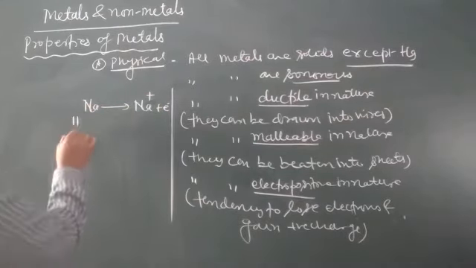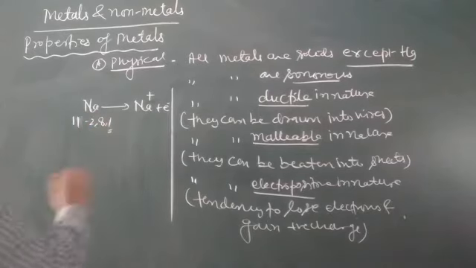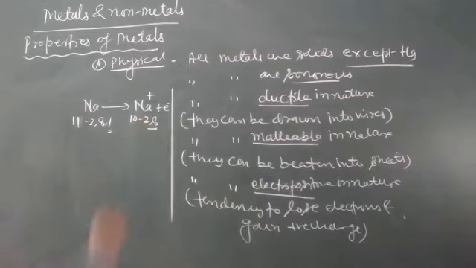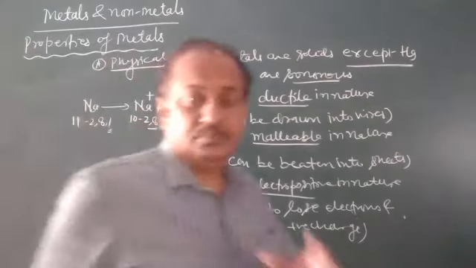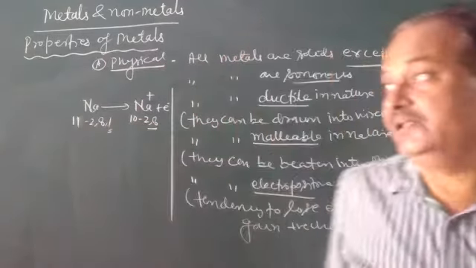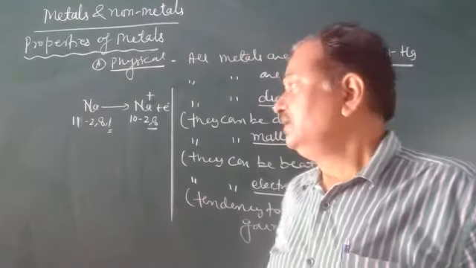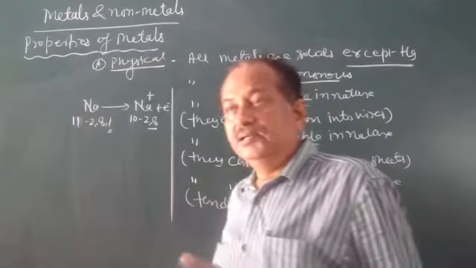Why is it so? Because the atomic number is 11, with configuration 2, 8 and 1. So 1 is the valency. Here the atomic number changes to 10, and the number of electrons lost by a metal depends on the number of electrons in the valence shell.